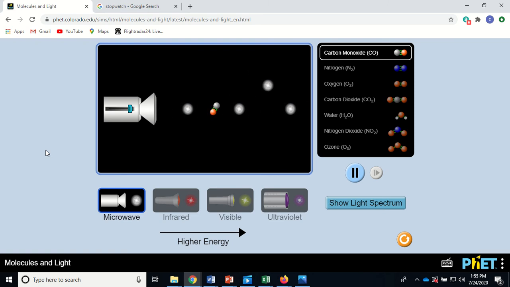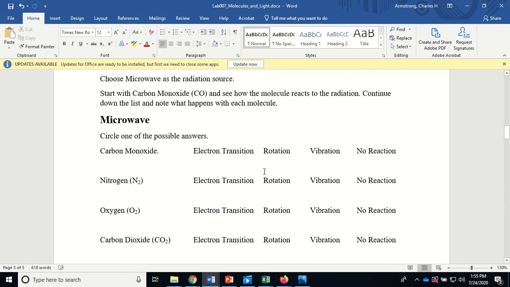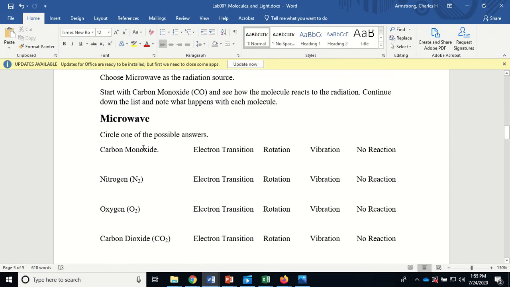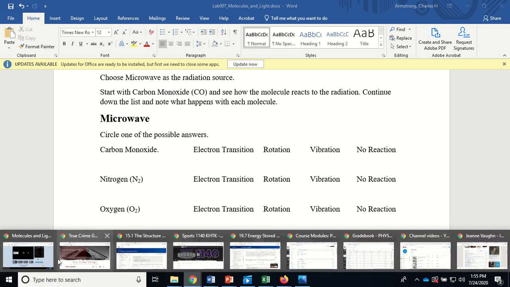the way this works is right now it's microwave. So right now you have carbon monoxide. And you can see what happens is the carbon monoxide absorbs the microwave radiation and starts to spin. So then the lab, you've got microwave, carbon monoxide molecule, electron transition, no. Rotation, yes. So you would circle rotation, because when you did it, you saw the rotation. And you would just continue on like that.